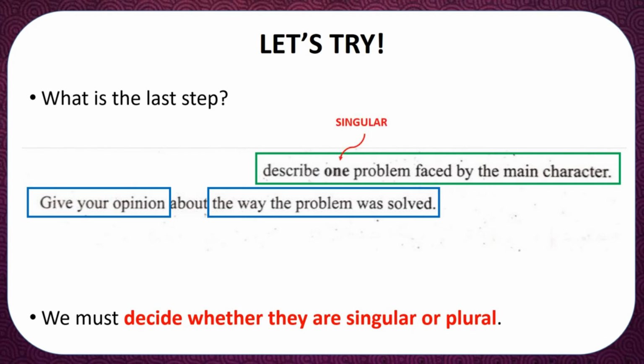So, describe one problem. Jadi, satu saja masalah. Singular, one problem only. Okay, faced by the main character. You see there is no S there. So, meaning seorang sahaja watak utama. Only one main character. And then give your opinion and the way the problem was solved. Also singular. So, you need to give only one opinion. Apa pendapat kamu tentang cara masalah tu diselesaikan? You need to give one opinion about one way the problem was solved.